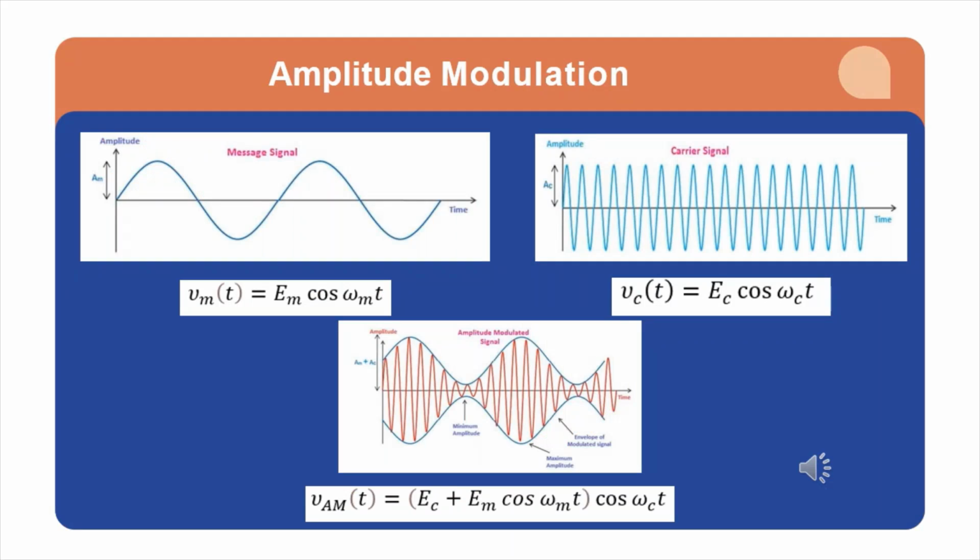As an example of amplitude modulation, we can see from the top left diagram a message signal they want to present by the sender, with the equation Em cos omega mt, and the top right is the diagram of the carrier signal, with the equation Ec cos omega ct. These two signals will go through the amplitude modulator and come out with the modulated signal, with the equation (Ec plus Em cos omega mt) cos omega ct.